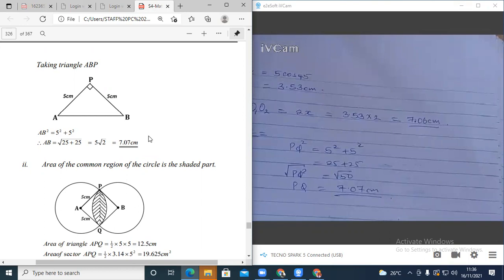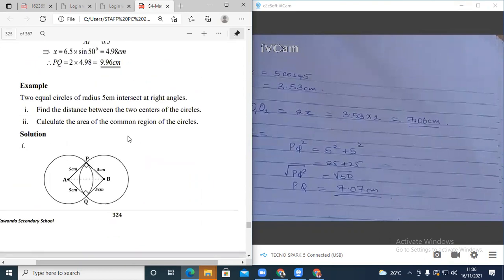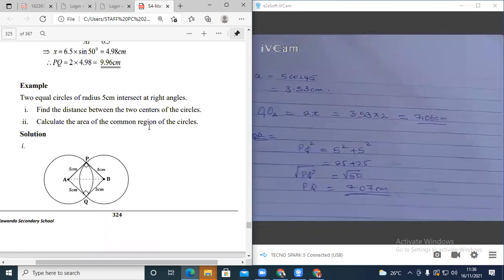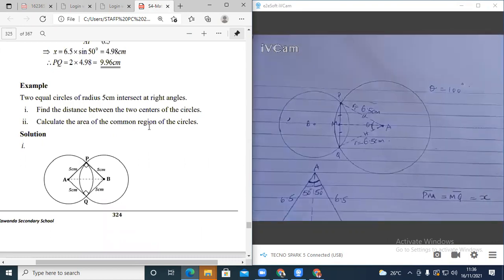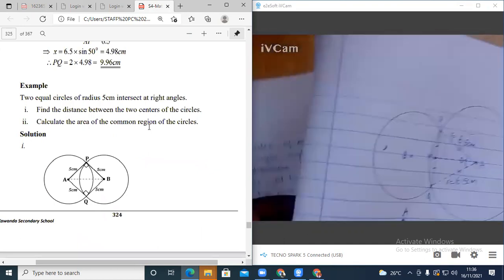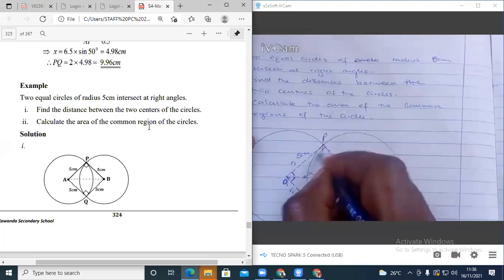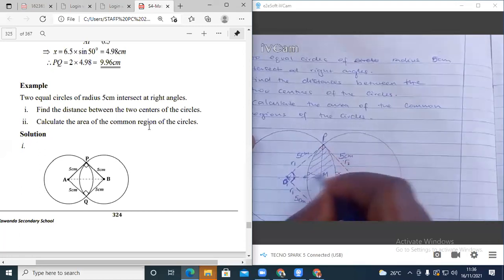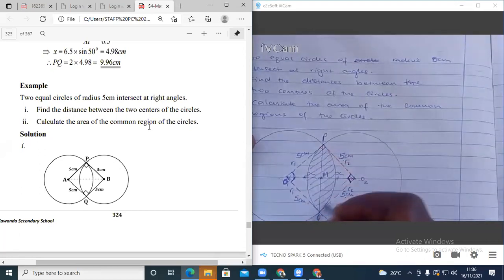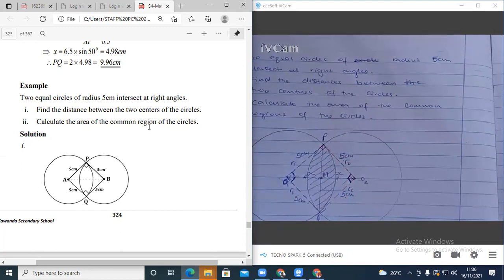All right. Now, the other question was to calculate the area of the common region. What is the common region? Let me show you the common region. This area here is the common region. So how would you find that area?